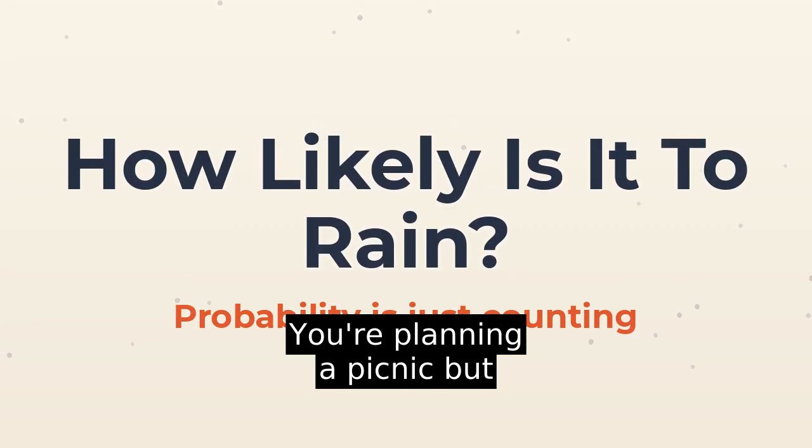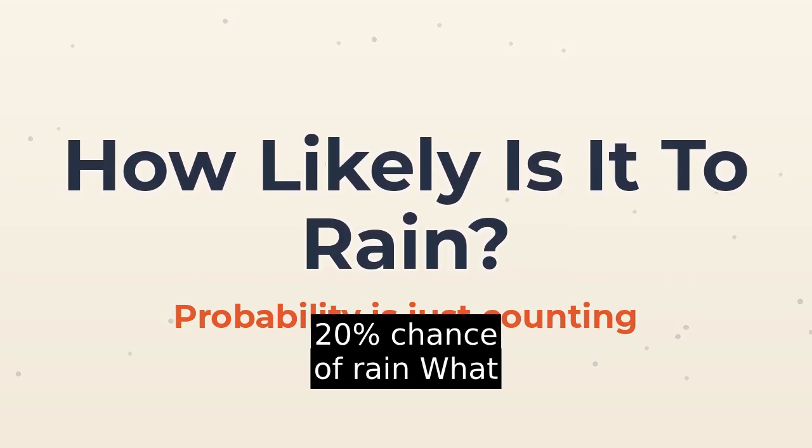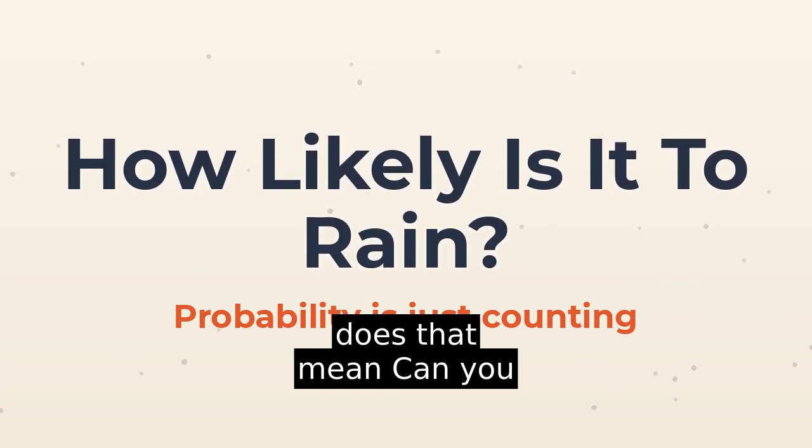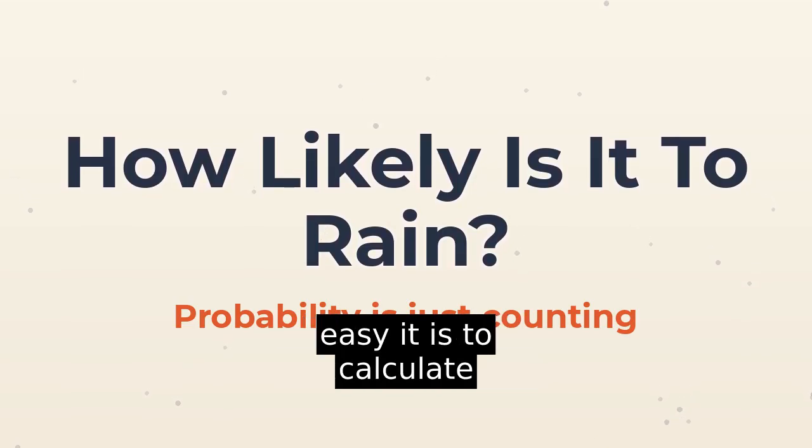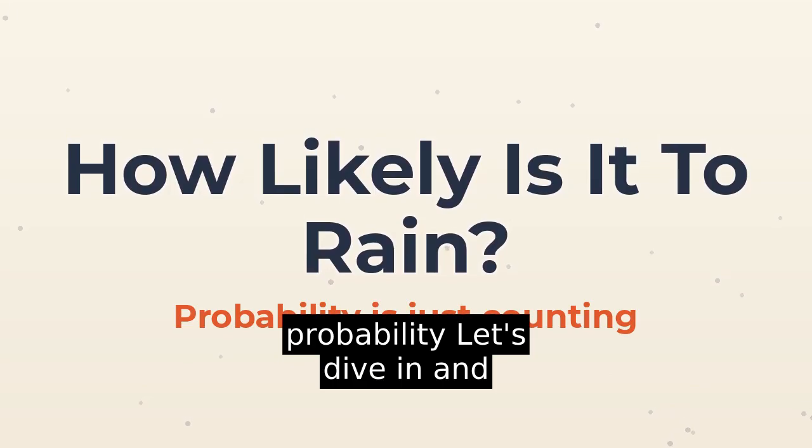You're planning a picnic, but the forecast says there's a 20% chance of rain. What does that mean? Can you really predict the weather? You might be surprised at how easy it is to calculate probability. Let's dive in and find out.